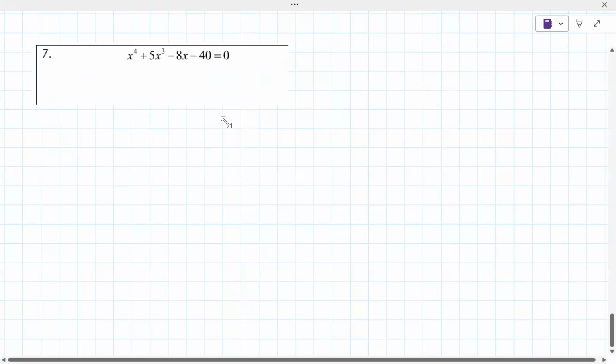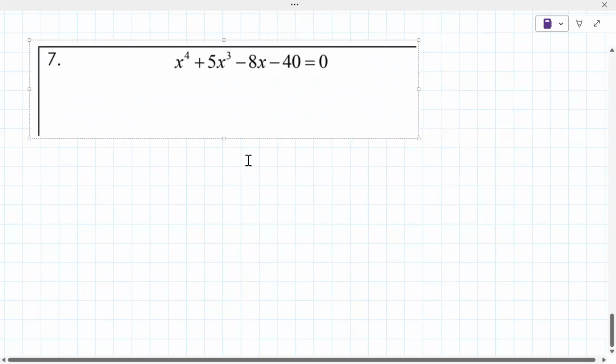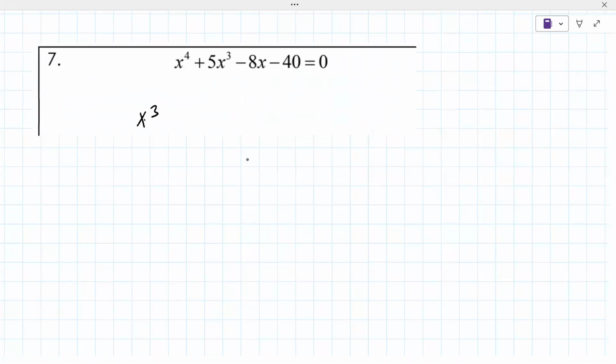So for this one, wouldn't you just have to group it? Yeah, you're going to use grouping, and hopefully it is a grouping problem. So you take the GCF out of the first two, and then you put what's in parentheses for the next two, and you hope that it works out. This one does.